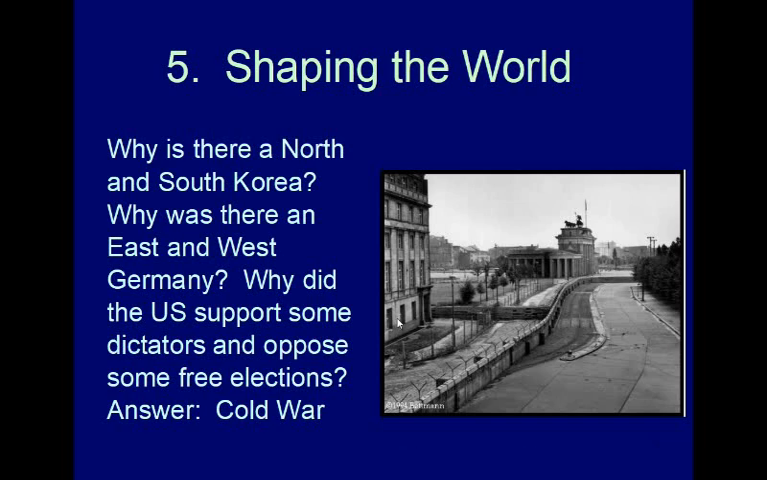Well, some important events to remember. Why is there a North and South Korea? Please remember that this is a topic that is one of the most important news that we are following nowadays. Please remember the problem that we have between Trump and the Korean dictator.